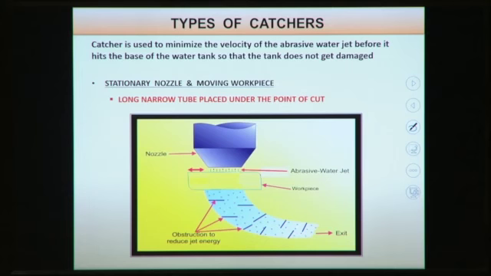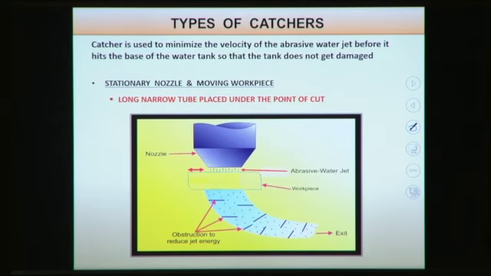When this high velocity jet impacts just below the workpiece surface after machining, it will do cutting there as well. To reduce this unwanted machining, we have to reduce the velocity of the abrasive water jet. So how do we reduce this velocity? In this case, the workpiece is moving but the tool is constant, so it is a stationary nozzle and moving workpiece.